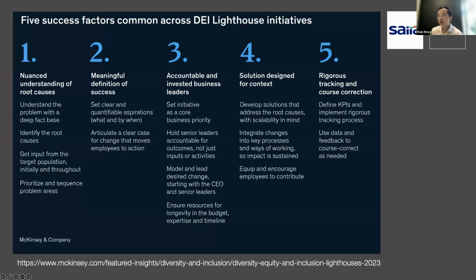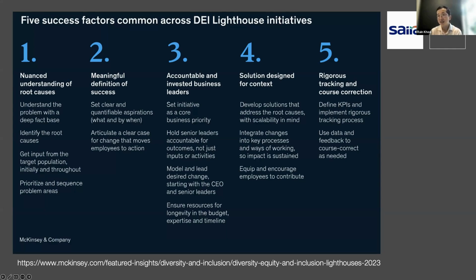And so to round off the inspirational case studies part, these are 5 of the factors from McKinsey on what drives success in DEI initiatives. So 5 things were highlighted. One is that we need to understand what is the root cause or opportunities in diversity, equity, inclusion, and in some cases, belonging. Number 2, how do we define success?